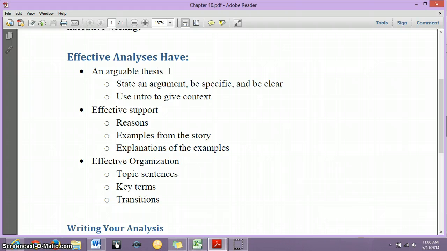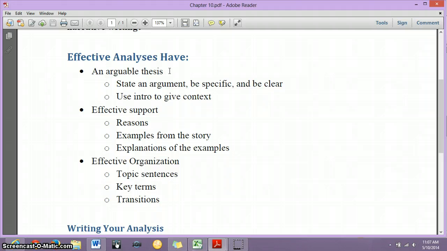Also, make sure that you use your introduction to give proper context. State the name of the author and the title of the work, and then give context as to what you're writing about within that work, because there's a lot of things that you could analyze. In your essay, I'm going to ask you to analyze the characters. So your introduction needs to give the context of the character you're discussing, and again, the author and the title.